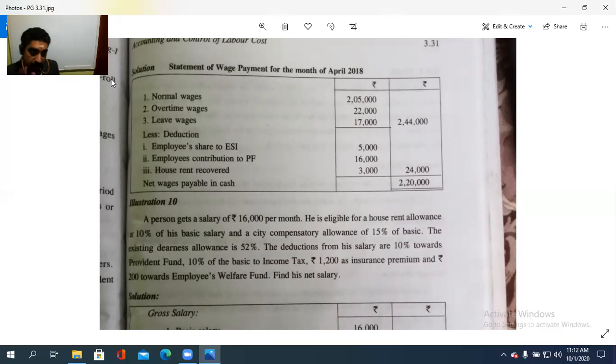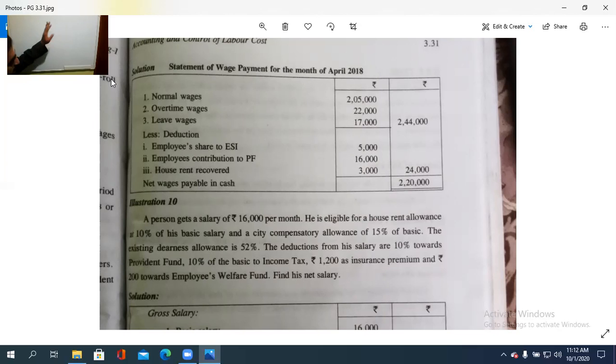From that, we deduct some things, that is, the employees' share to the ESI, the employees' contribution to the PF, and the house rent recovered. These items are to be deducted: 24,000, that is 5,000 plus 16,000 plus 3,000. Deducting the 24,000 from 2,44,000, we get the net wages.